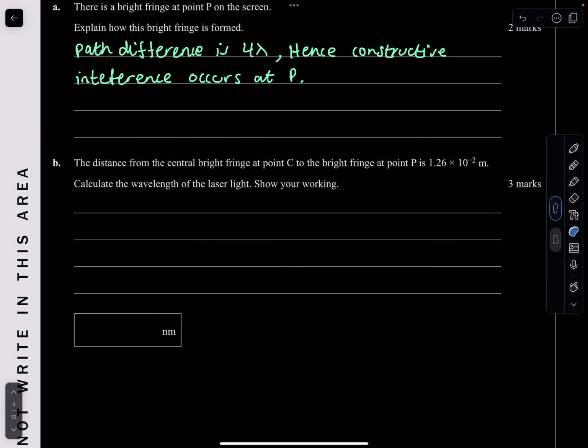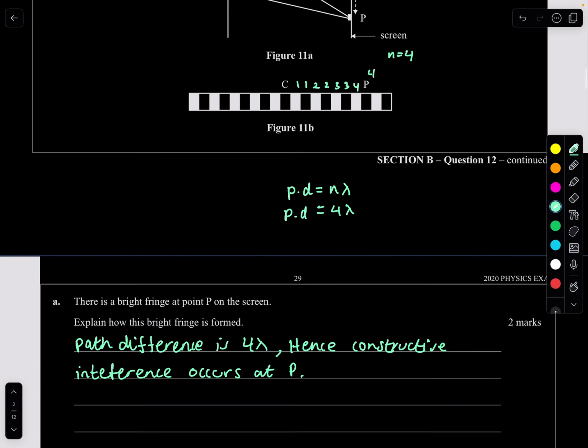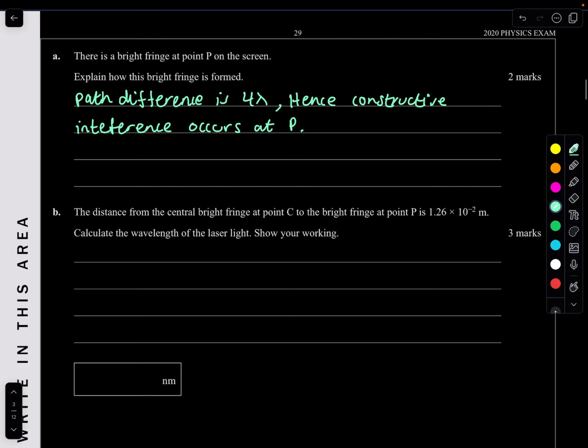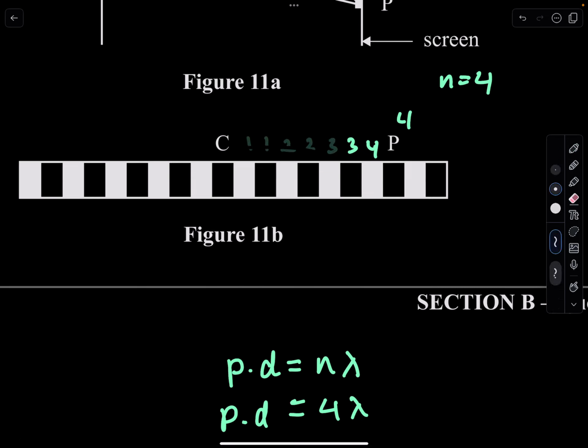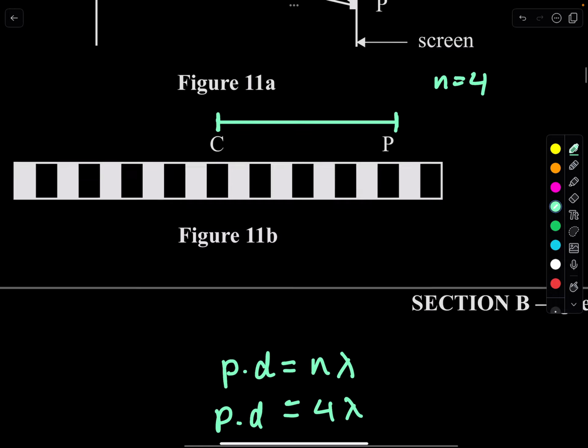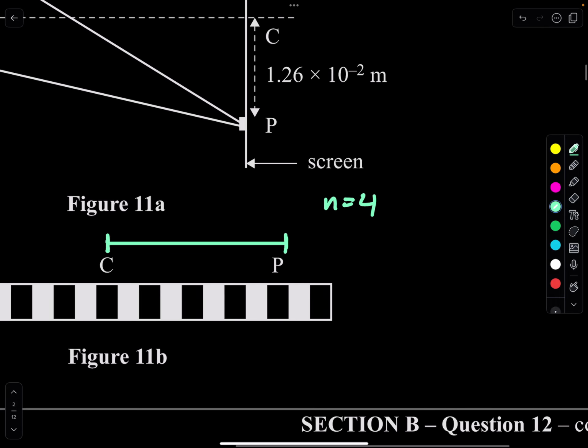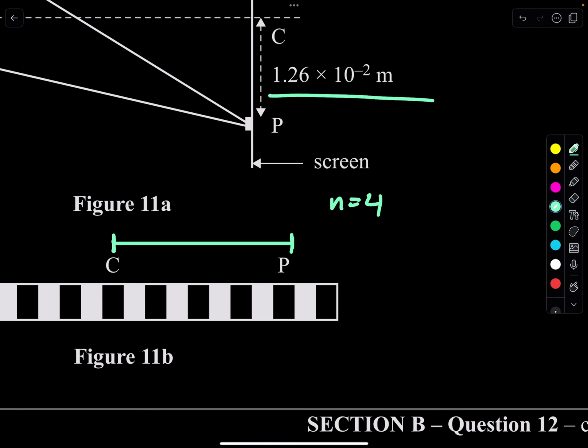The distance from the central bright fringe at point C to the bright fringe at point P is given. So they've told us. Calculate the wavelength of the laser light. Alright. Let's think about this. So basically we have the distance from the center C to P, which is that distance over here.